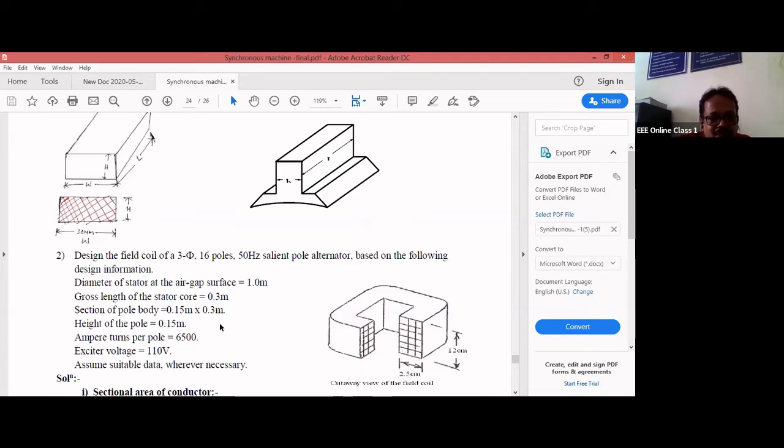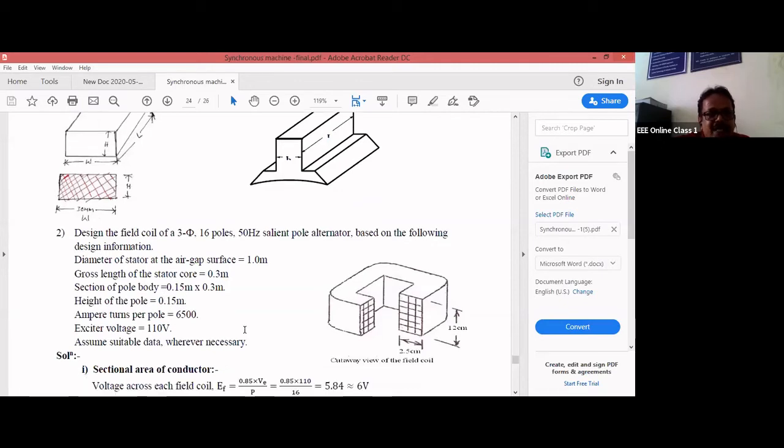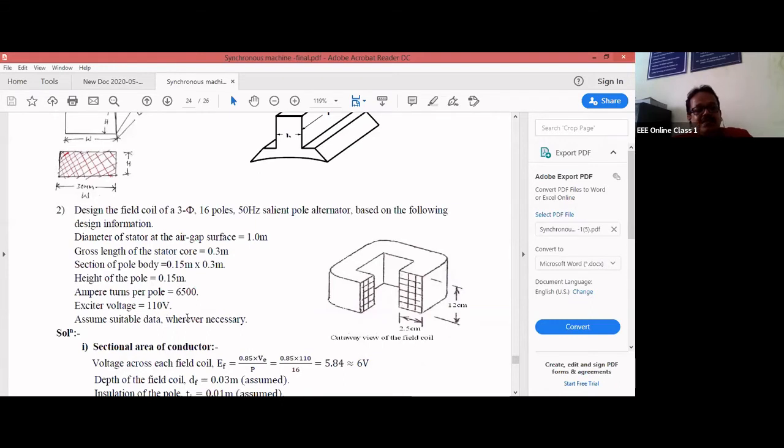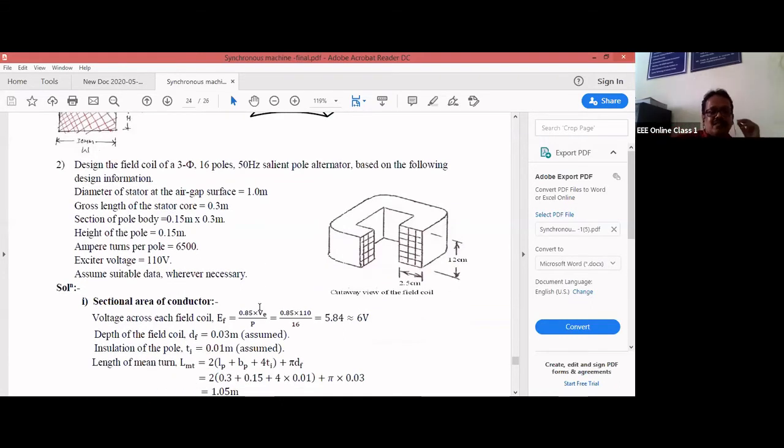The height of the pole is 0.15, meaning from here to here. They gave us 0.15 meter, the total height including everything. Ampere turns 6500 and exciter voltage 110 volt. Assume suitable data wherever necessary. This problem I have taken from Mittal.